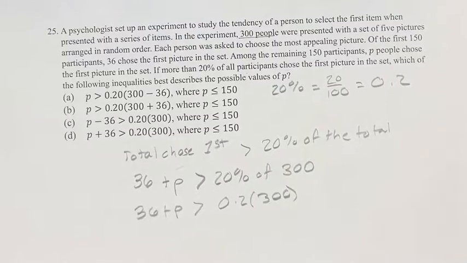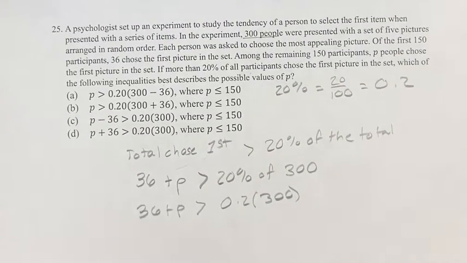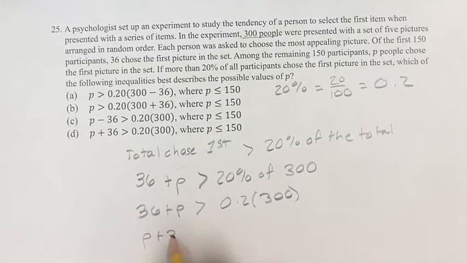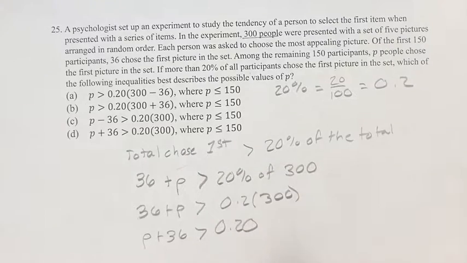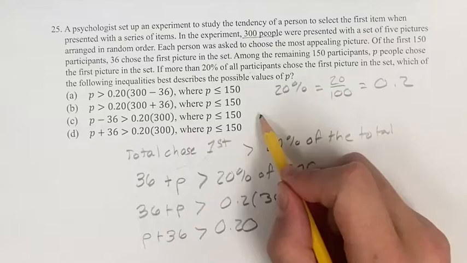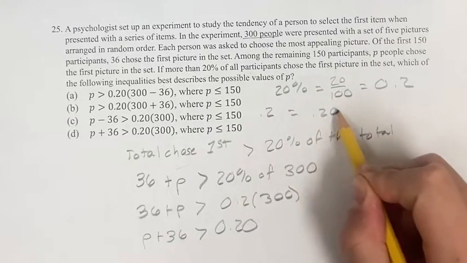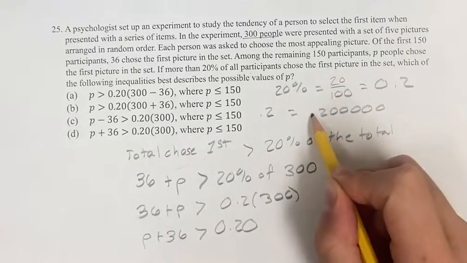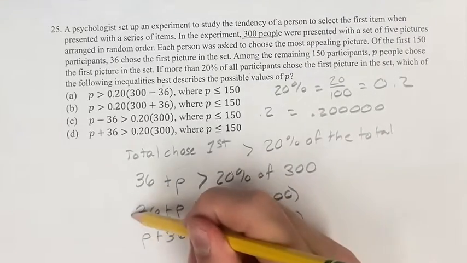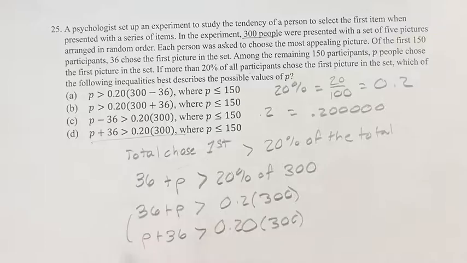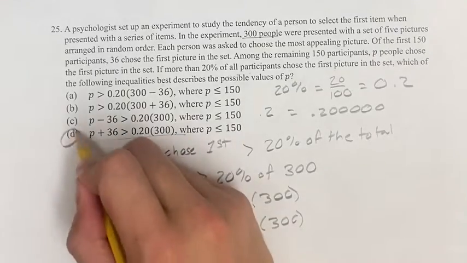And this is very close to one of our answers. If we just flip these around, right? 36 plus P is the same as P plus 36. And this is greater than 0.2. And then we can put in the 0 there. It's not necessary, but obviously you can add infinite zeros, right? 0.2 is the same as 0.2000000, right? So 0.20 times 300. And the only reason I did this step is because now it looks exactly like D, so there's no confusion, and D is your final answer.